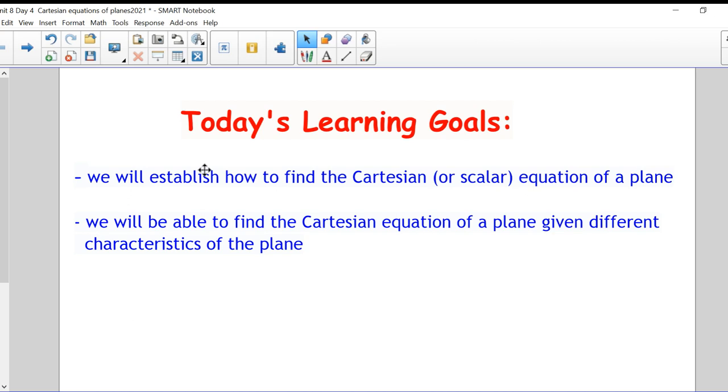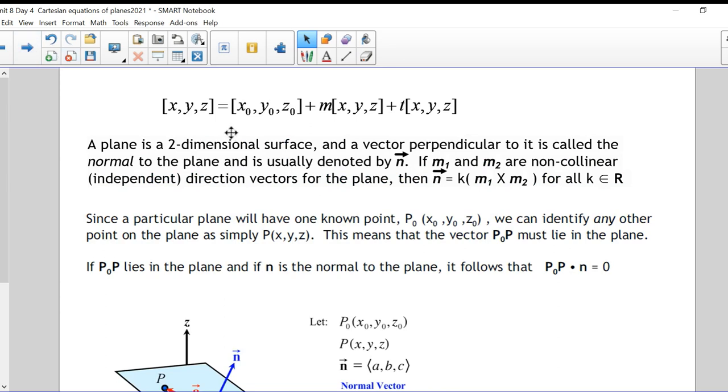And so there was a standard form that was the same. So you could have different vector equations for the line, but you could only have one standard form, right? That's what the word standard means. Everybody will agree on that same one standard, all right? So you'll be able to find the Cartesian equation of a plane given different characteristics of the plane. All right, okay. Now, let me just start by reminding you about what we did yesterday.